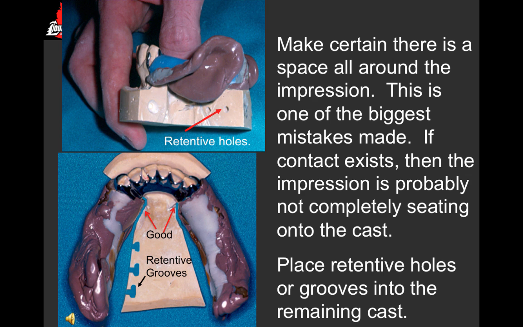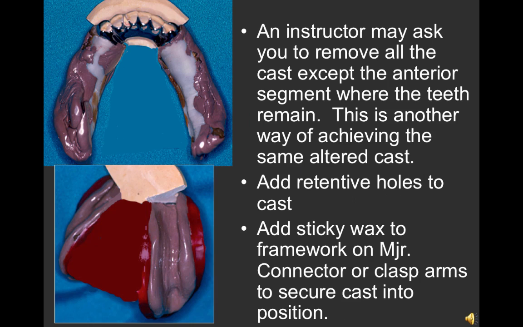Then also, before you ever pour this impression, you're going to soak the cast so that it's very wet when we make the pour. An instructor may ask you to remove all of the cast except the anterior segment where the teeth remain. This is another way of achieving the same result for the altered cast. That section is placed back into the impression, but it must be placed and secured all the way into position, and then the rest is boxed up as shown in the lower picture.